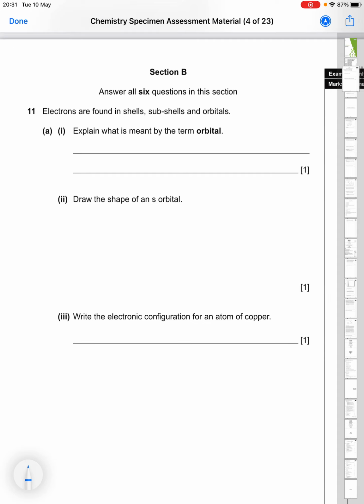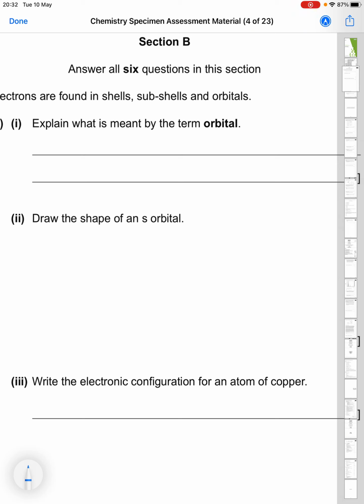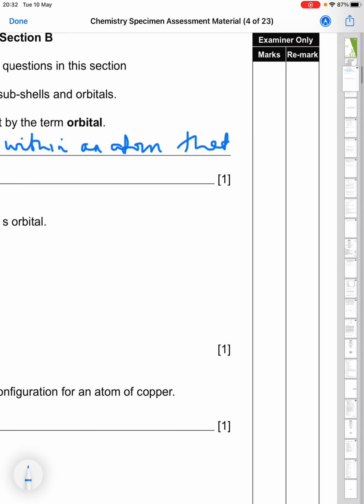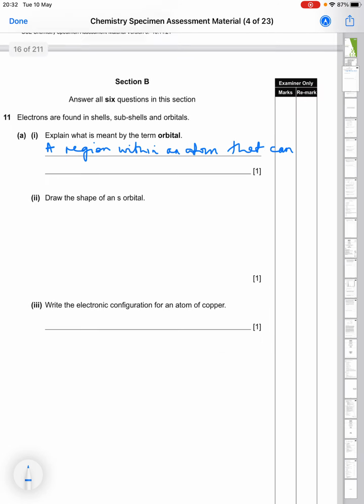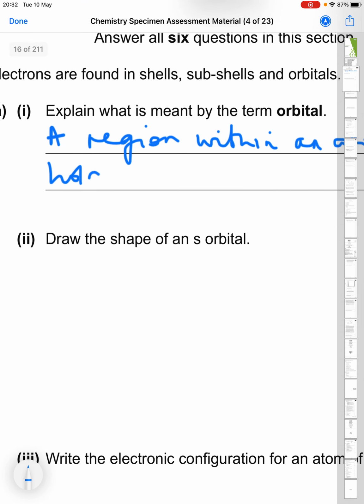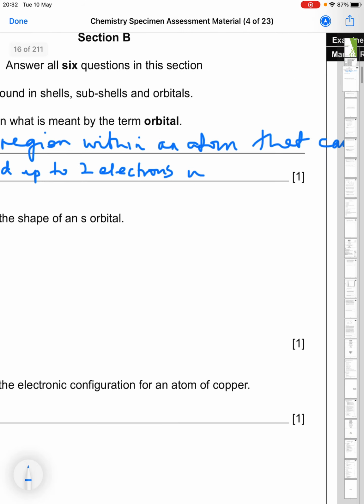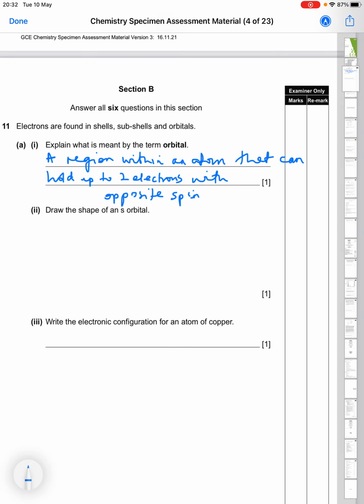So, question 11, what is meant by the term orbital? So you're going to have to say something like it's a region within an atom that can hold up to 2 electrons, and then the important bit is with opposite spin. Only 1 mark for that.